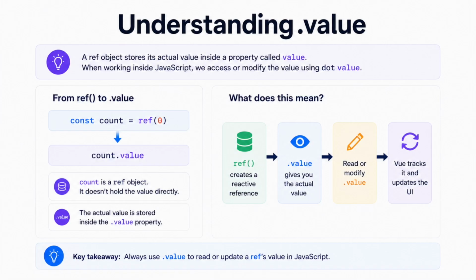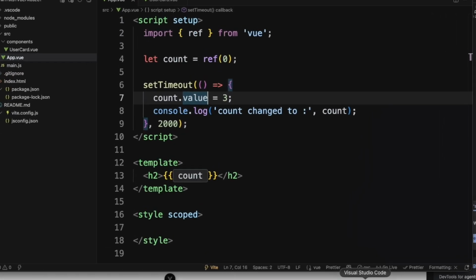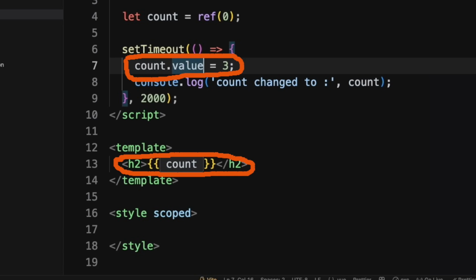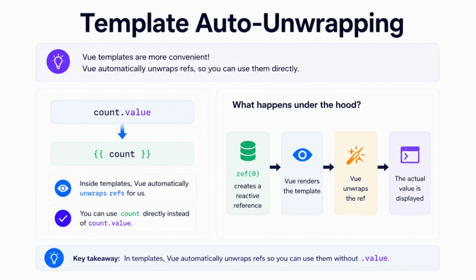A ref object stores its actual value inside a property called value. When working inside JavaScript, we access or modify the value using .value. But you may have noticed something interesting. In the template, we've been using count directly, not count.value. So why does that work? Fortunately, Vue makes templates easier to work with. Inside templates, Vue automatically unwraps refs for us. That means we can write count directly instead of count.value.